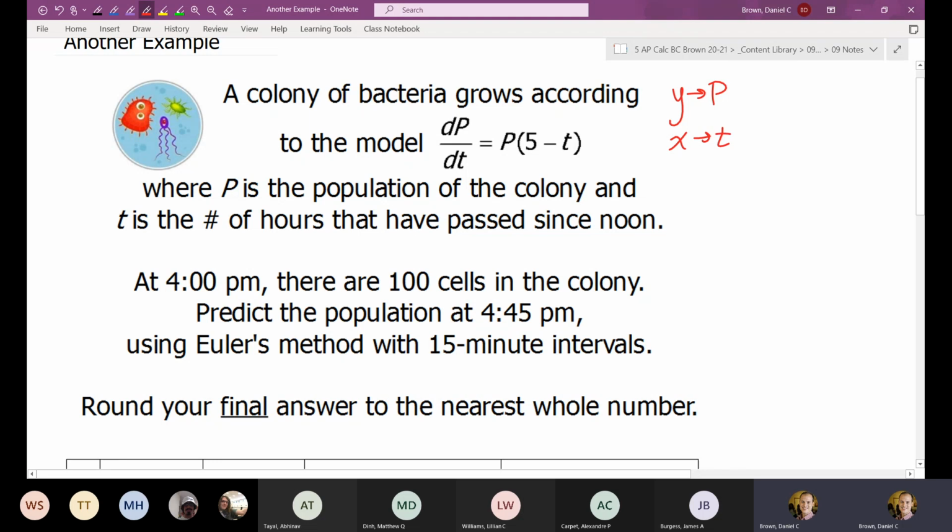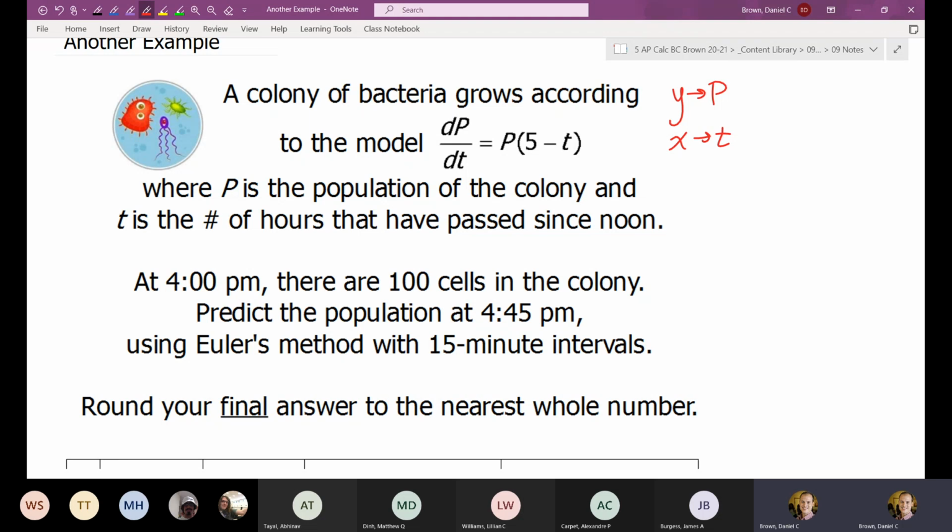Looking at this, there's a mixture of P's and T's, so we can't easily integrate this problem quite yet. We don't know what this graph looks like. So this is where Euler's method really does become powerful. We can't find that function P of t readily right now. So in order to find any values on the graph, Euler's method is going to be useful to us.